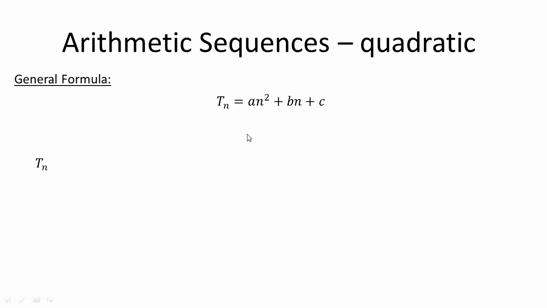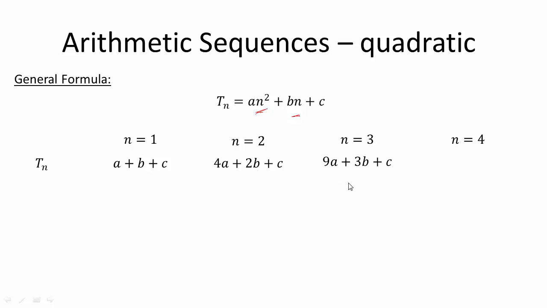To do that, we're going to do Tn for n is 1, n is 2, n is 3, and n is 4. Let's first sub in n is 1. We get a plus b plus c. What we've done here is we simply subbed in 1 for n, and we know 1 squared is 1, and b times 1. That's great. Now let's go along, n is 2, and we know that a times 2 squared is 4a, plus 2b plus c, and for n is 3, 9a plus 3b plus c, and n is 4.